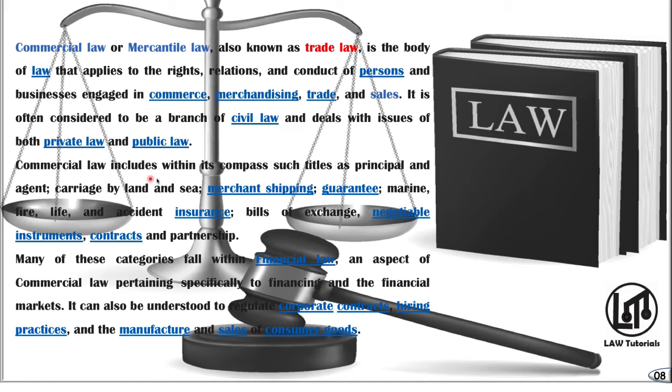Commercial law includes within its compass such titles as principal and agent, carriage by land and sea, merchant shipping, guarantee, marine, fire, life, and accident insurance, bills of exchange, negotiable instrument, contract, and partnership. Many of these categories fall within financial law, an aspect of commercial law pertaining specifically to financing and the financial market. It can also be understood to regulate corporate contracts, hiring practices, and the manufacture and sales of consumer goods.